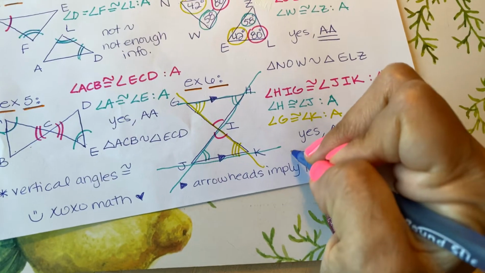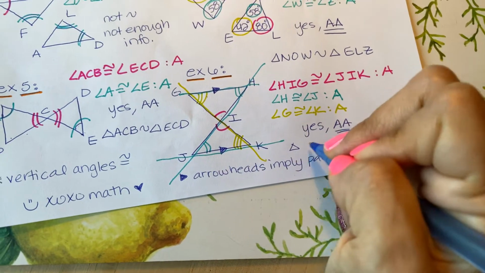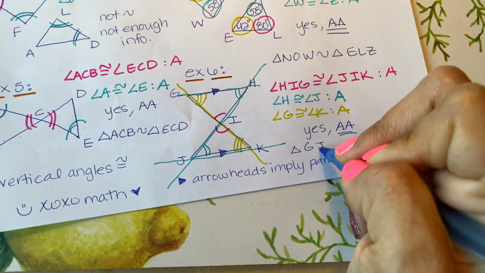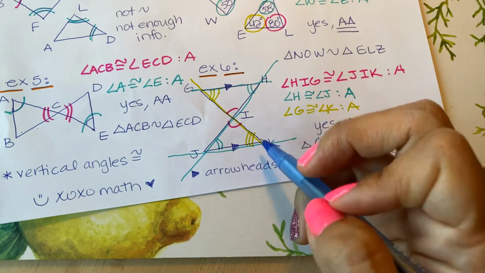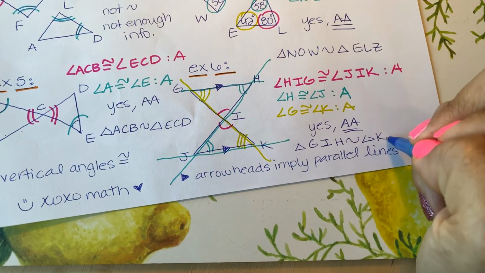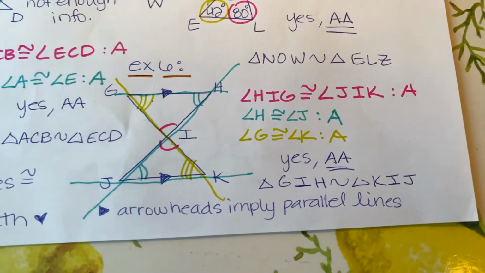Okay, so what is my similarity statement? What do you want to go? Yellow, pink, teal? Okay, so triangle GIH is similar to triangle yellow, pink, teal, IJ. I keep wanting to write a J instead of an I.